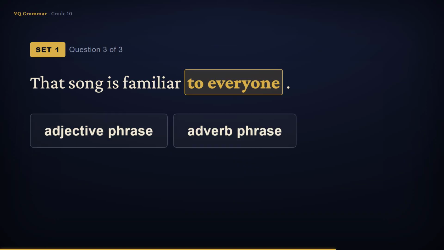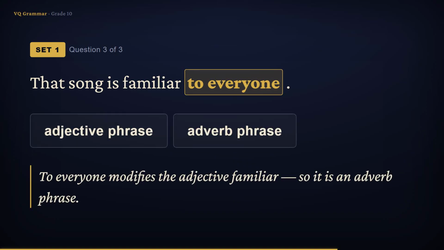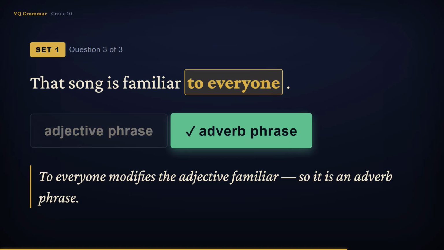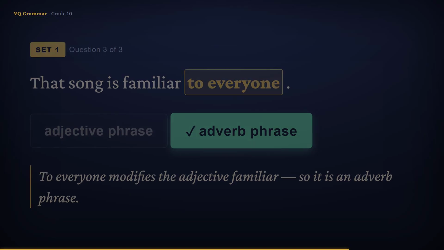That song is familiar to everyone. Be careful here. To everyone does not describe the noun song. Familiar to whom? To everyone. The phrase modifies the adjective familiar, and a phrase that modifies an adjective is an adverb phrase.